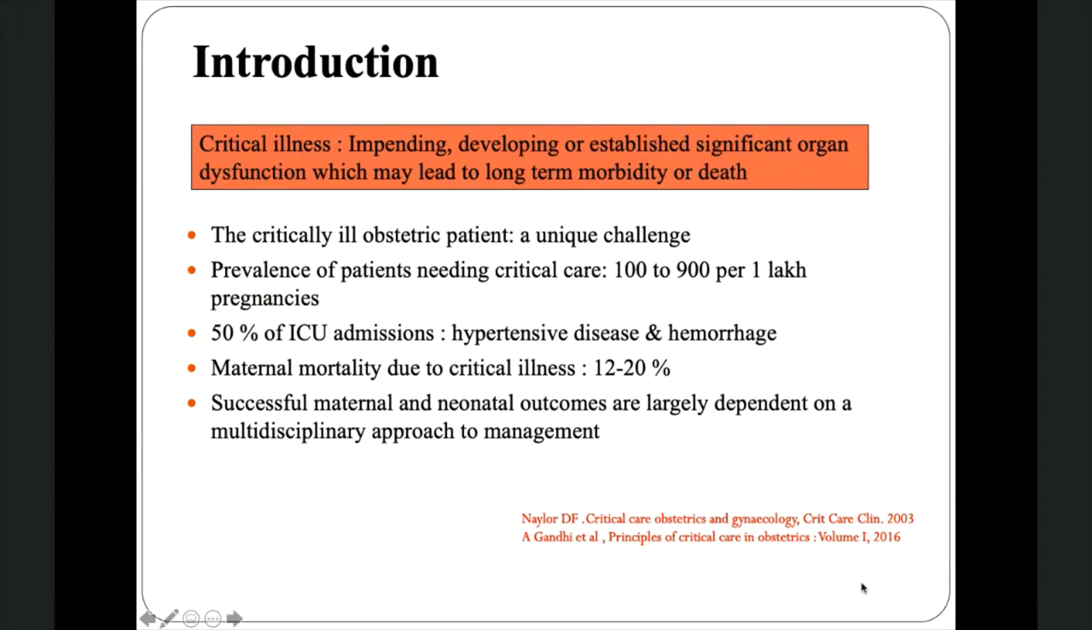Okay. Then maternal mortality due to critical illness is very high. It is almost 12 to 20%, which is very high. So any patient in obstetrics developing any of the critical illness, mortality is 1 out of 5 patients.